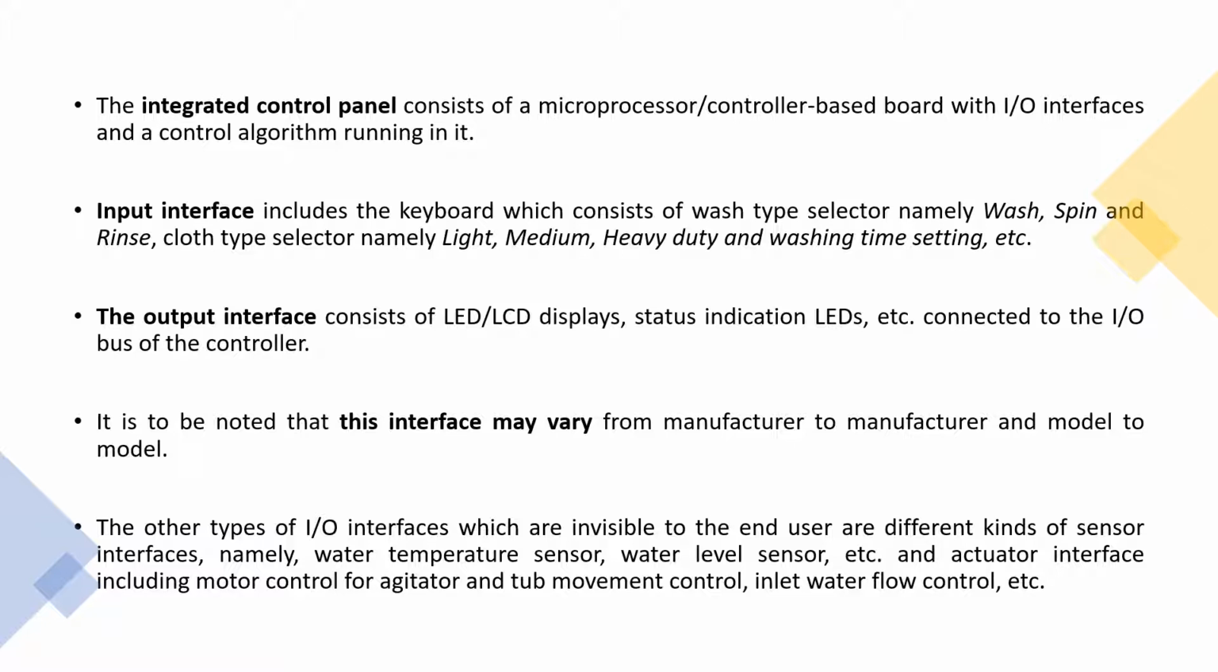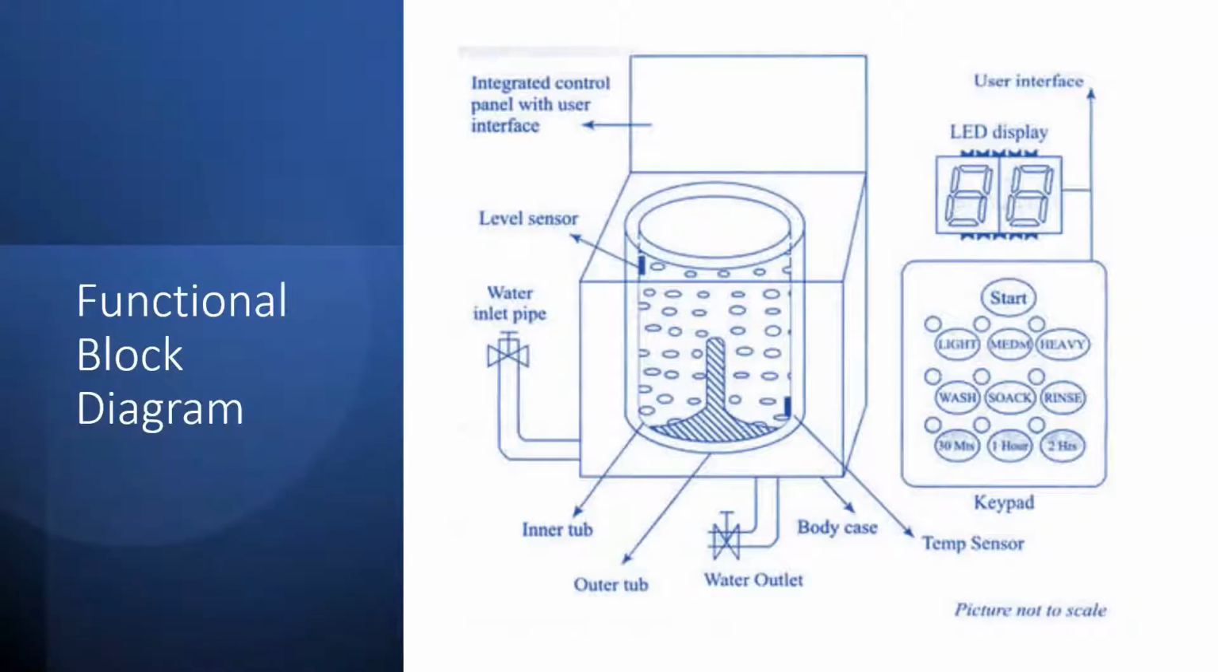If you try to look into the functional block diagram of a washing machine, then you can see that the integrated control panel plays a major role in communicating the operation with the user. So let us directly go to the functional block diagram. As you can see, on the top of the washing machine, the design of the washing machine will change from company to company, so doesn't matter. I am just giving you a general picture of it.